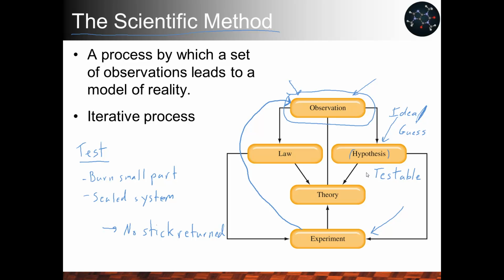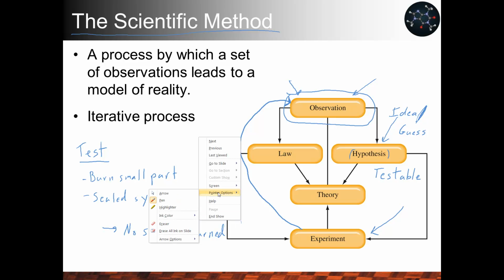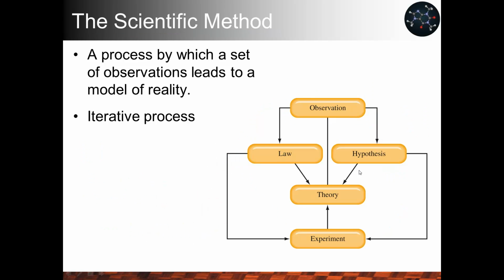And then I have to figure out some way to test that. Now this whole process goes around and around, and goes around and around until eventually, with enough correct hypotheses, enough correct ideas to explain observations, then you can eventually come up with a theory.